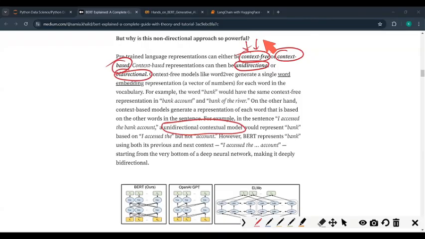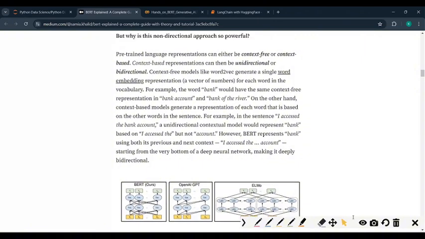So when you look at this unidirectional model, it is looking at the word bank either from one side, or it is looking at one word independently. Both things can happen. So this was the idea about why this bidirectional approach is important, because to understand a word, you need to look at the previous and the next words also.